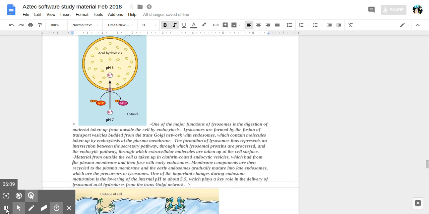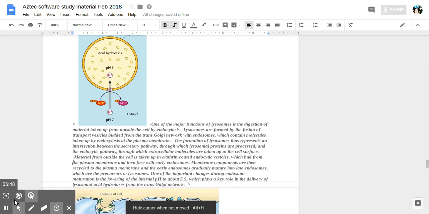Formation of lysosomes represents an intersection between the secretory pathway through which lysosomal proteins are processed and the endocytic pathway through which extracellular materials are taken up at the cell surface. So these proteins come from the rough endoplasmic reticulum, which brings the enzyme proteins, and molecules taken up at the cell surface. All these can be contents of the lysosome.